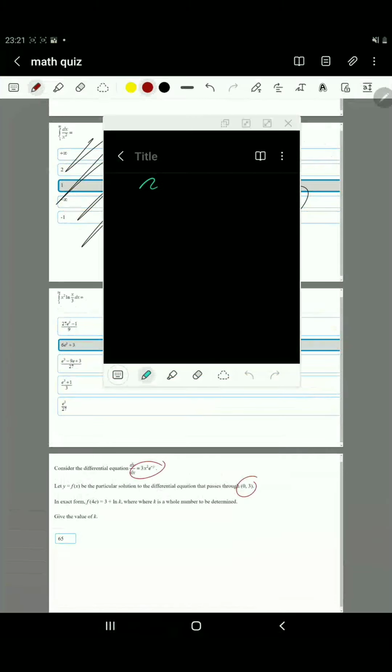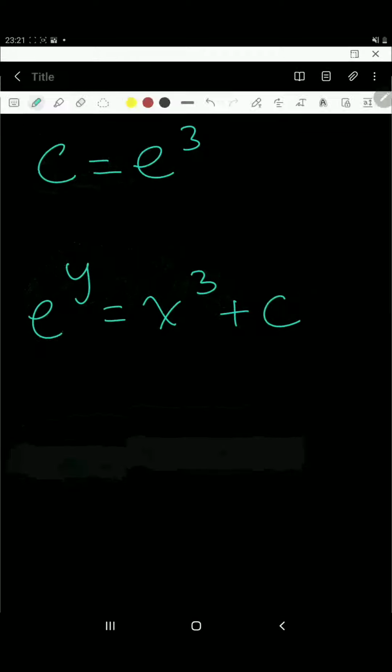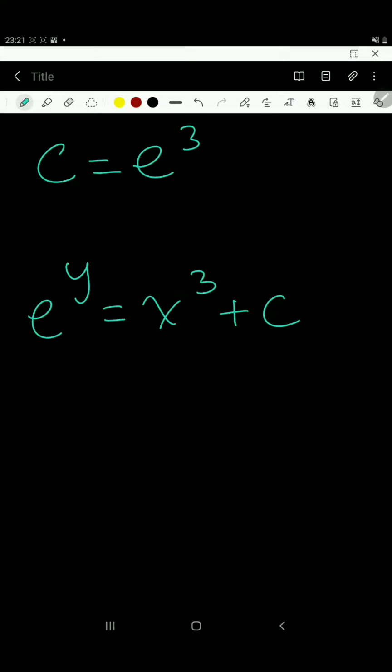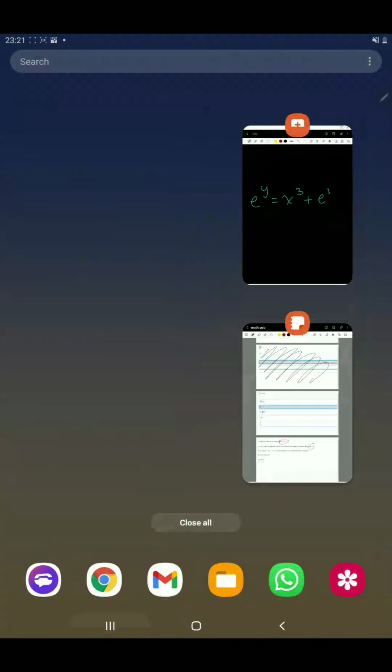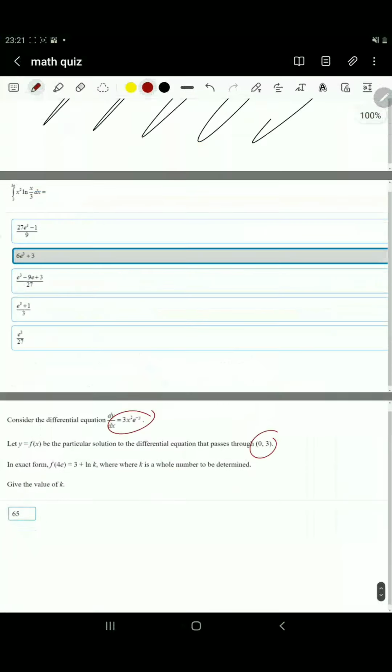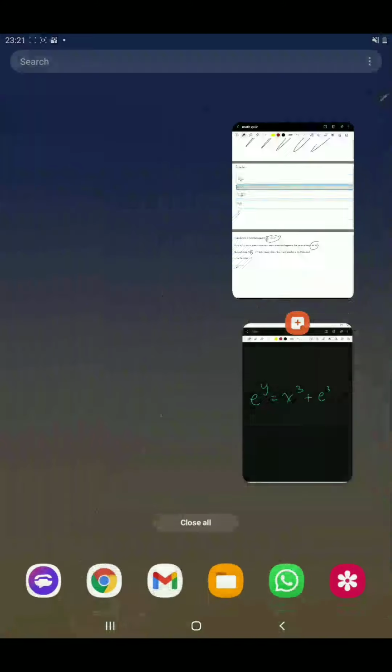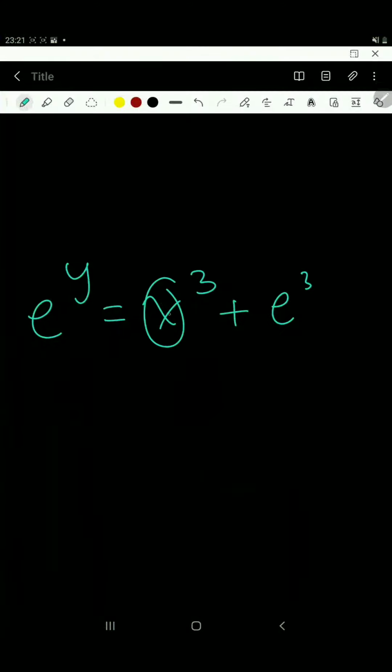I'll be right back. Okay, so we established that c is just e to the power of 3. And our equation was that. Okay, now let's continue. C was just e to the power of 3, so that goes away. Now what do they want? They want you to find f of 4e. So they want you to find y when x is 4e. So when x is 4e, find y.